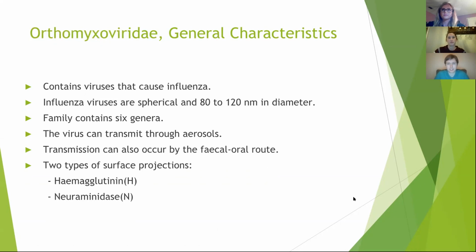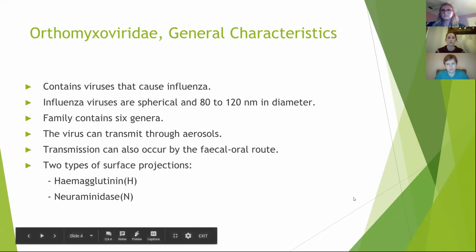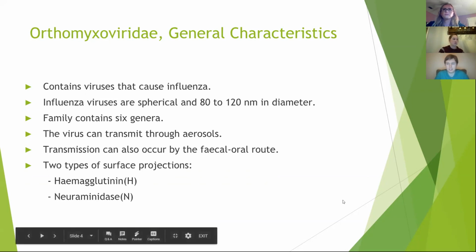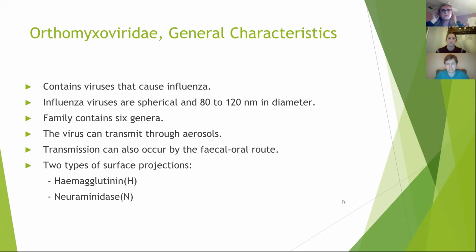And the general virus contains pathogens that can cause influenza in humans and animals. The influenza viruses attributed to the disease are spherical and generally around 80 to 120 nanometers in diameter. The family overall includes 6 genera, including the genera influenza virus A, B, and C, Thogotovirus, Quaranjavirus, and Isavirus.